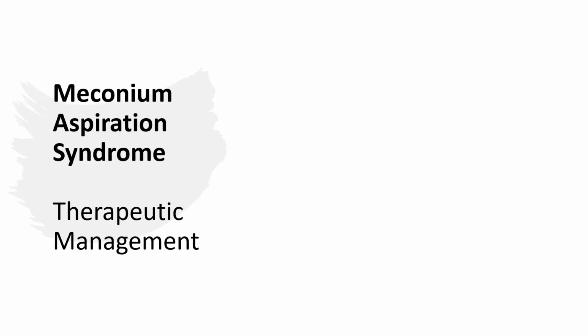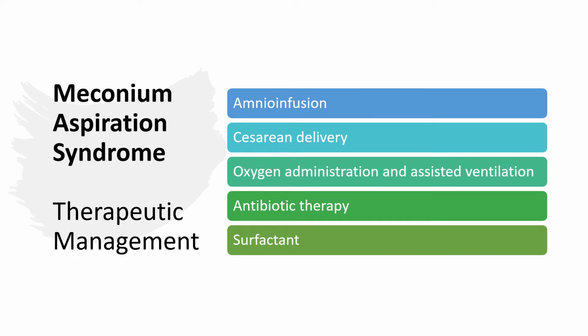Now for the therapeutic management, amnioinfusion can be used to dilute the amount of meconium in amniotic fluid and reduce the risk of aspiration. Some infants are scheduled to be born by cesarean birth after deeply meconium-stained amniotic fluid becomes evident during labor. And after birth, infants may need to be treated with antibiotic therapy, given oxygen administration and assisted ventilation, and some infants need to be given surfactant to increase their lung compliance.